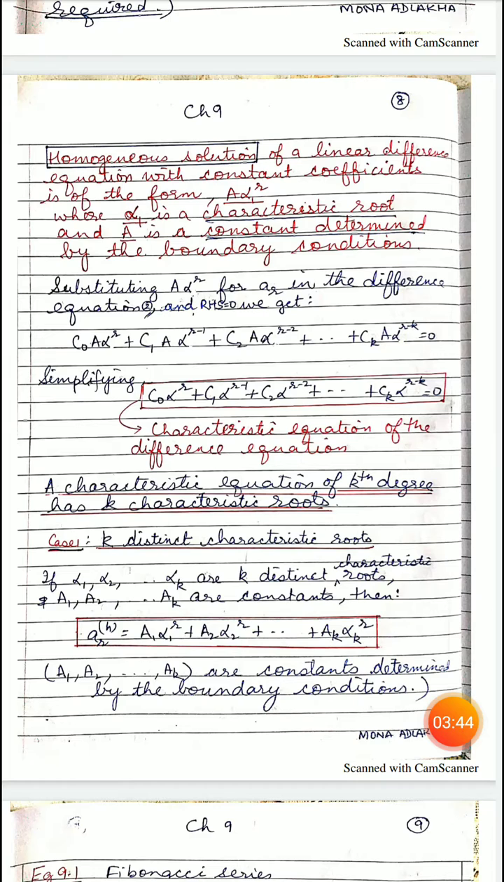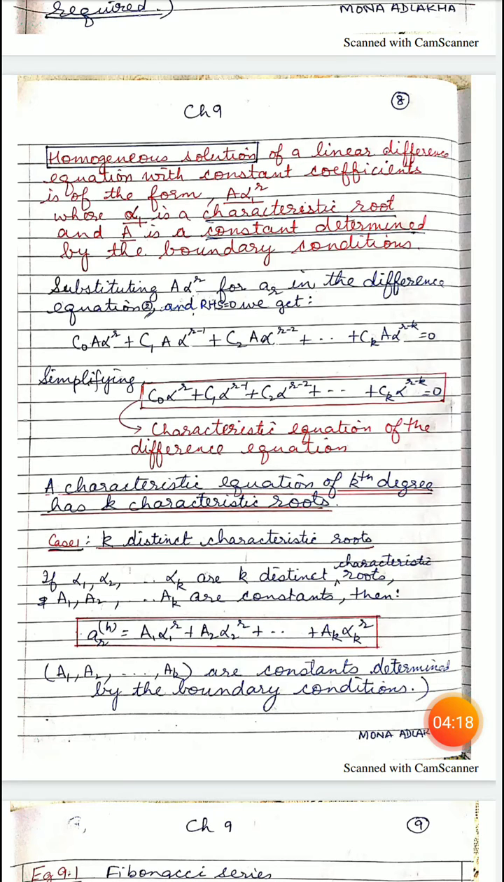Now I believe you would recall what I was saying in the previous video, that you have done this earlier in class 11th or 12th, to find the characteristic equation of a difference equation, and then find the characteristic roots, and that is exactly what we need to do for the homogeneous solution. We write the characteristic equation, and then we find the characteristic roots. So a characteristic equation of the kth degree has k characteristic roots.